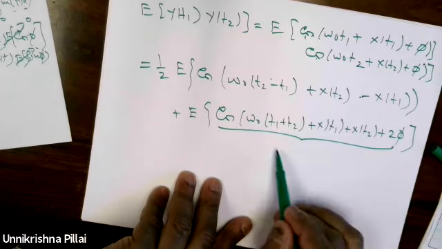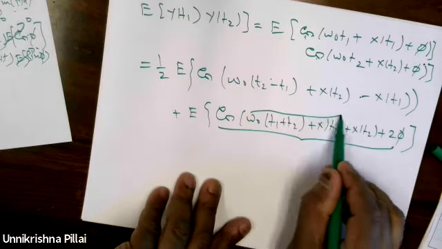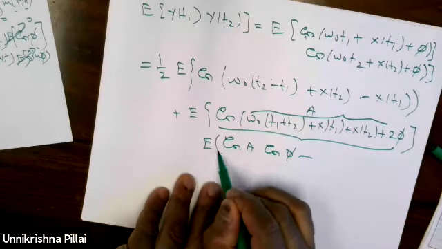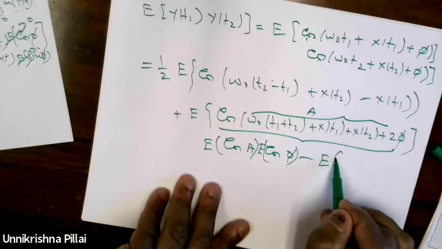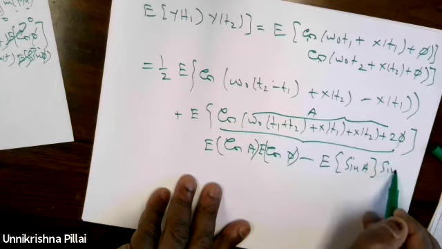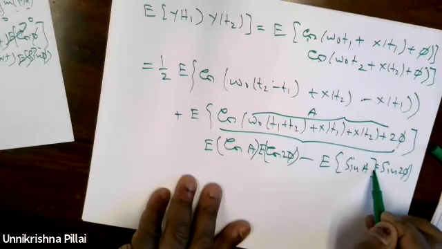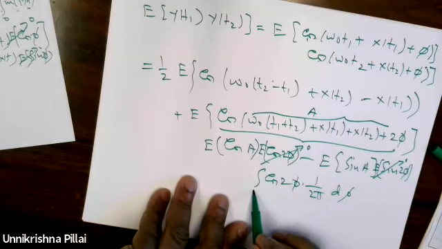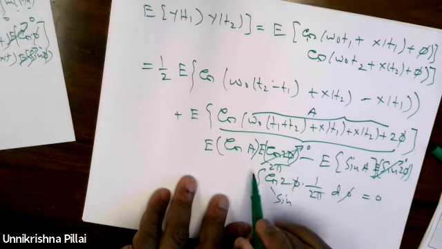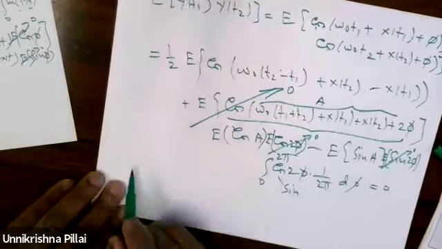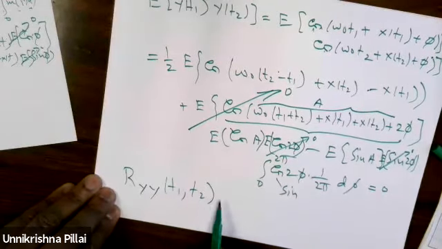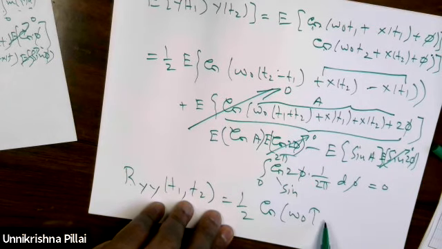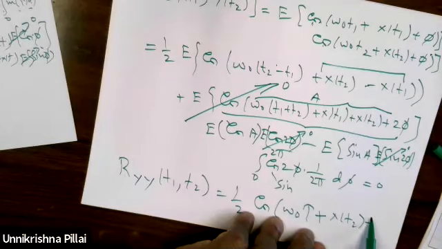So anybody has any idea what will be the expected value of this term? Let me call this whole thing A. Again you can expand cos A cos B, and the expected value is the expected value of sine A, expected value of sine 2 phi. But this is the same argument again, because it's cosine of 2 phi times 1 over 2 pi d phi from 0 to 2 pi, or sine here, both are zero. So this term's expected value is zero. So R_YY(t1, t2) is just the expected value of the other term, cos of omega naught tau plus x(t2) minus x(t1).